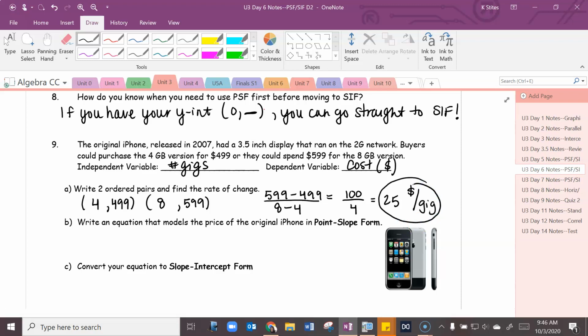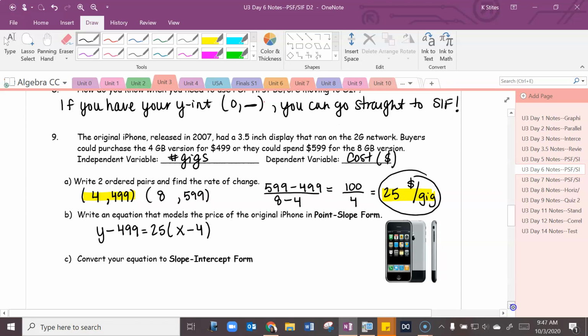Okay, now we're going to write an equation that models the price of the original iPhone in point slope form. So point slope form is our one with parentheses. We have our slope. You can pick whichever point you want. I'm just going to go with the first one. We'll do y minus our y coordinate equals our slope, x minus our x coordinate.